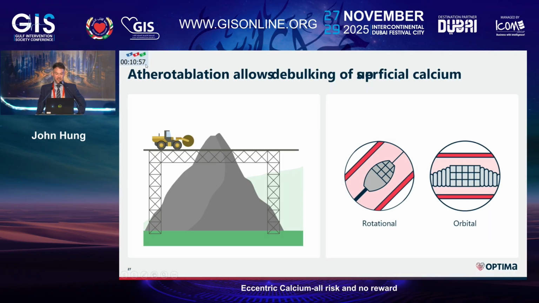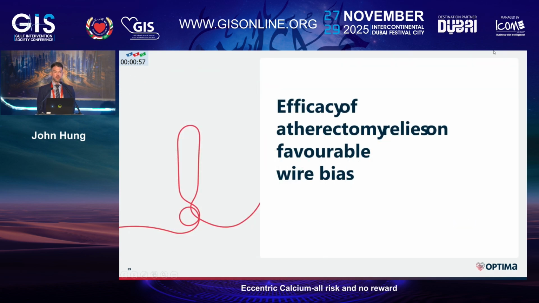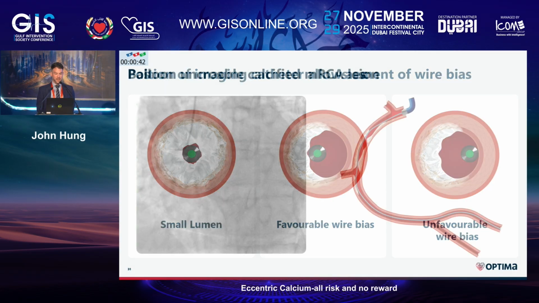Thank you. Well, this is debulking. So we talked about modification of compliance, and this is instead shaving off some of the calcium. But of course, the atherectomy burr has to be in contact with the calcium in order to do that. Now, in a small lumen, that's going to happen. It's going to touch it. But it is possible to have either of the two other scenarios where there is favorable or unfavorable wire bias.